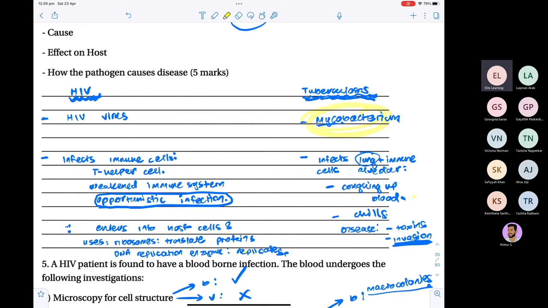It needs to first reach the host cells to cause disease. So you need to talk about transmission as well. Very briefly, what is the transmission of HIV? Direct, can be through blood. What else can it be through? Venereal transmission. Venereal means sexually transmitted diseases. That's the main way HIV is transmitted, right?